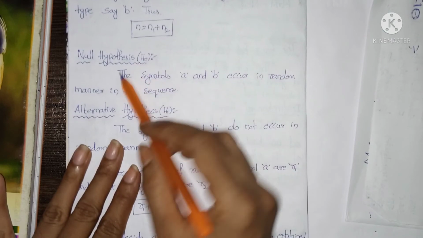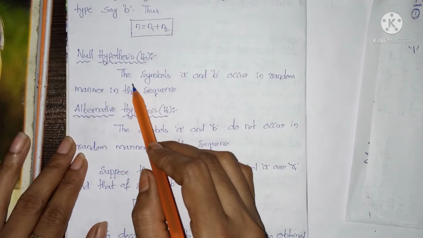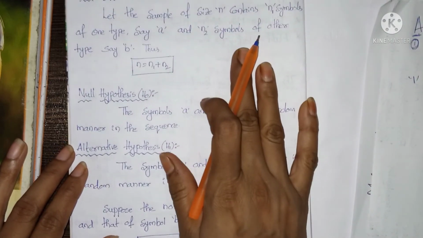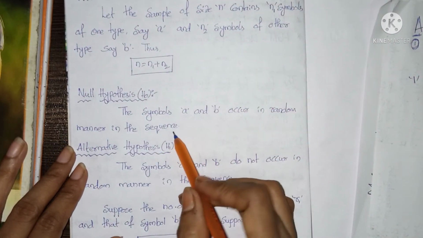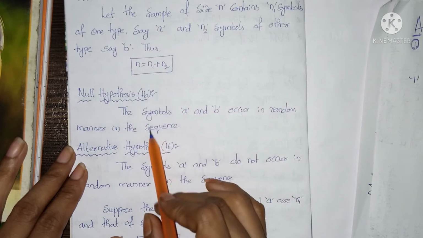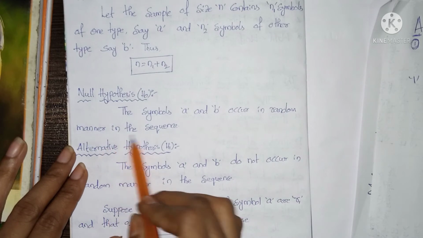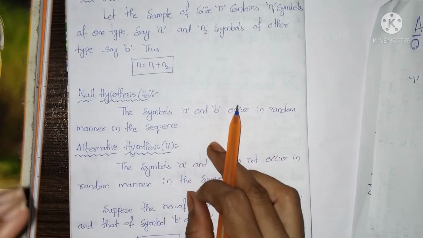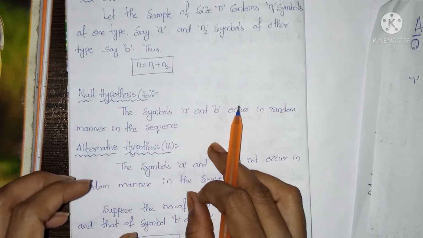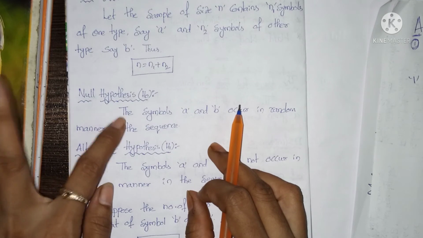Next, the null hypothesis. In the null hypothesis, what we are going to test is whether the given sequence is in a pattern or not, so that statement only we will write. See here, the symbols A and B occur in a random manner in the sequence. Here we are taking that the symbols are in a random manner. That means it is following some pattern.